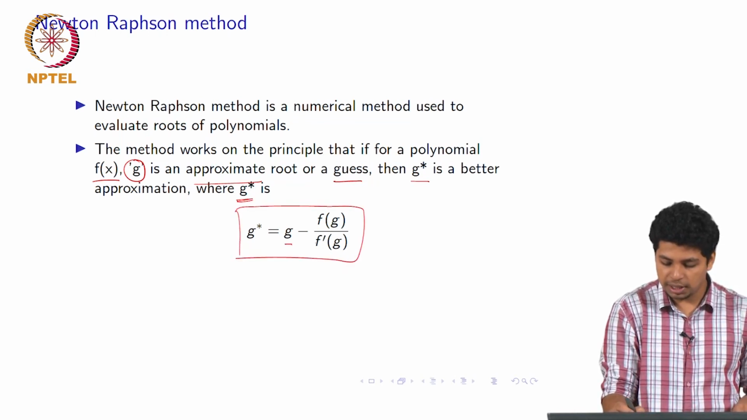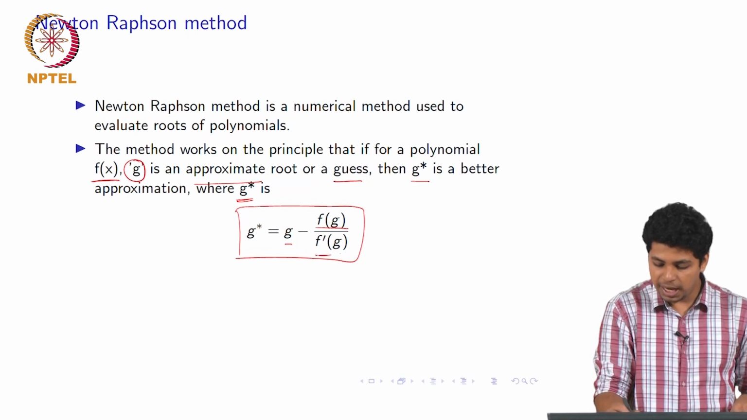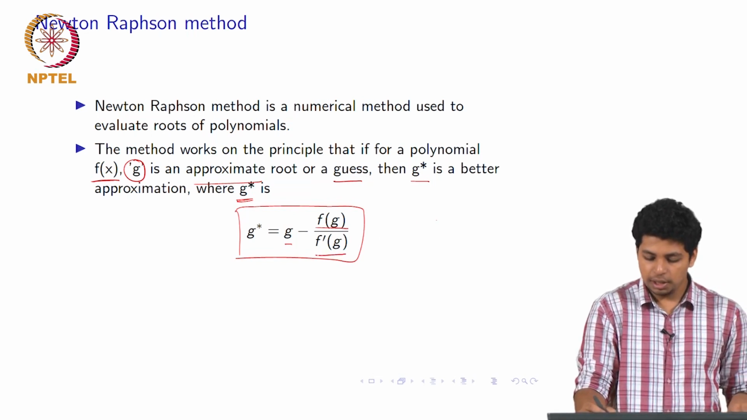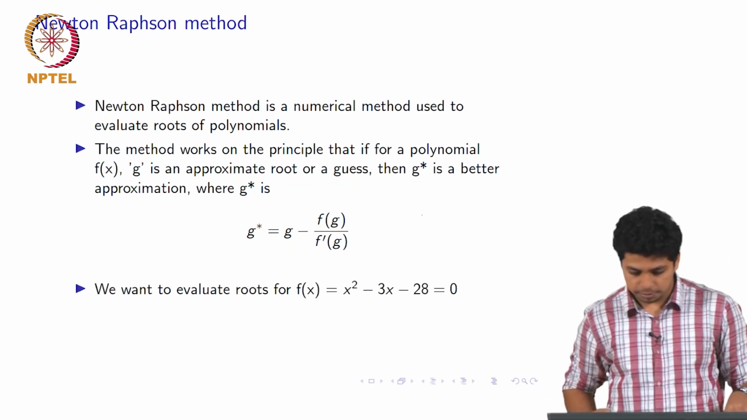So g star is equal to g minus f of g, which is the function f of x, putting g as the value, divided by f dash of g, where f dash is the first derivative. This is what the Newton-Raphson method says.